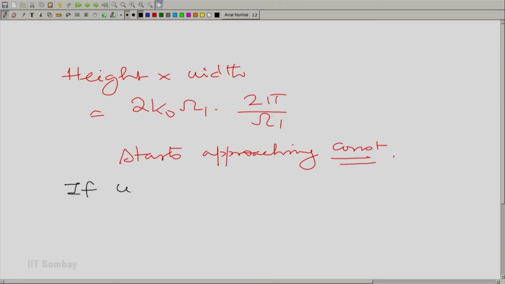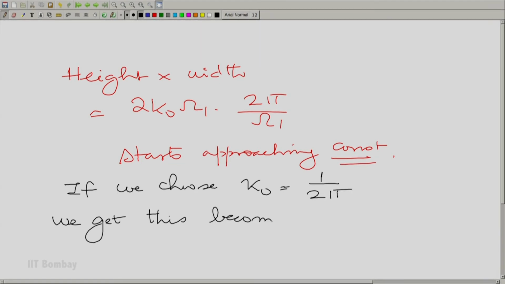In fact, now you have to worry about what that area is, and that is why you have the flexibility of a choice of kappa 0. The choice of kappa 0 can be such that that area can be made unity. In fact, it turns out that if we choose kappa 0 equal to 1 by 2 pi, we get this becoming a unit impulse, delta t minus t1. And then we have a very beautiful situation.